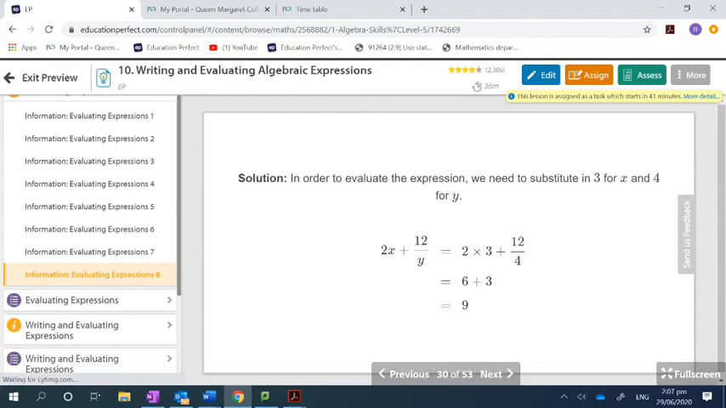So there you see, they replaced it. They didn't use brackets. They used the multiplication symbol. But I would prefer you use a bracket. But they did get the same answer.